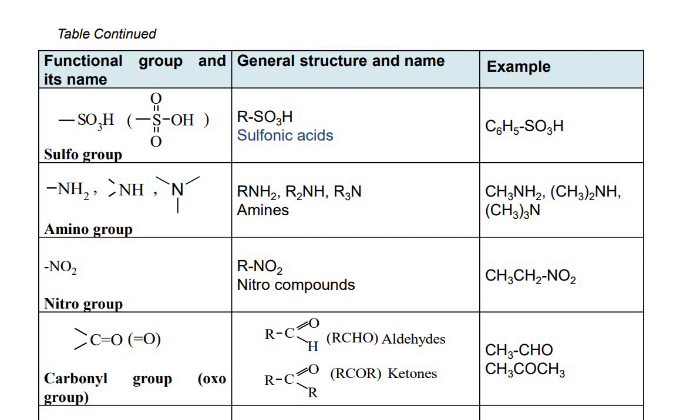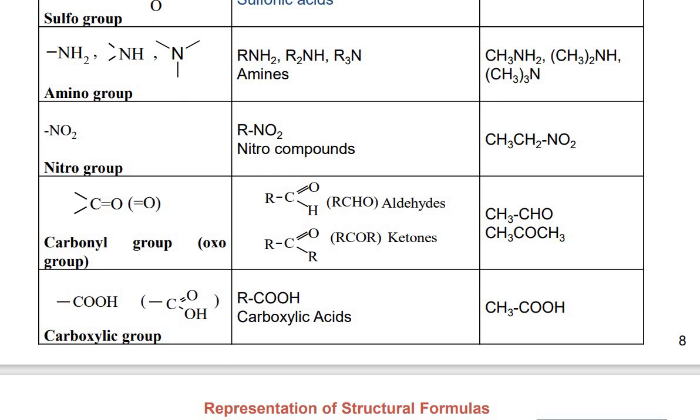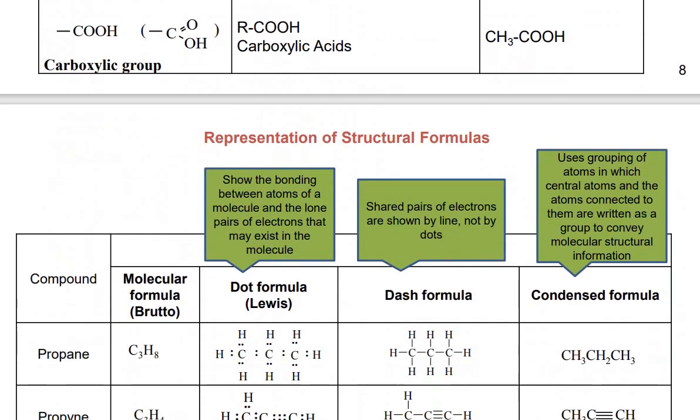Now amino group, you know the primary, secondary, tertiary amine, these are the examples. Nitro groups, NO2, you can see the nitro compound. Carbonyl groups, you can see here aldehyde and ketone, and carboxyl group you can see here.